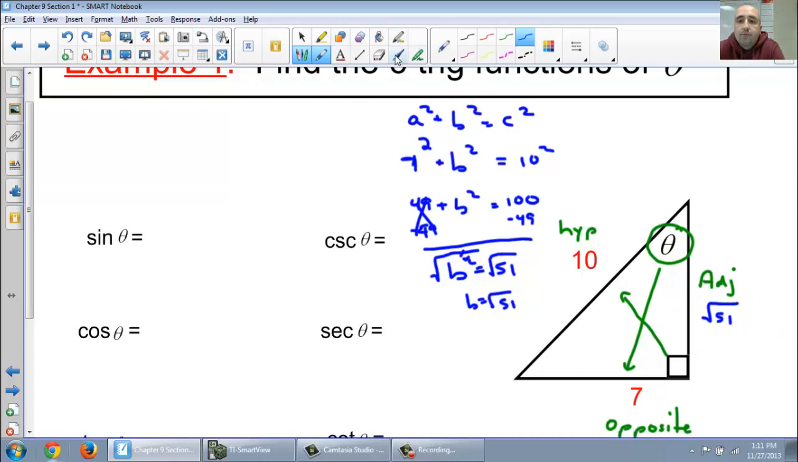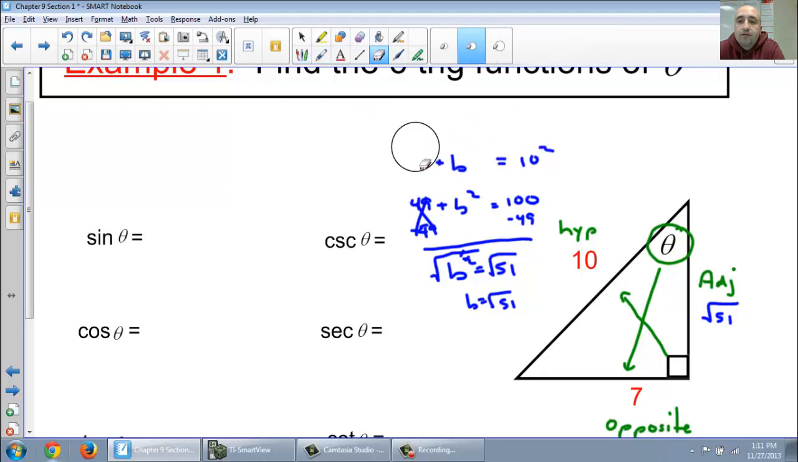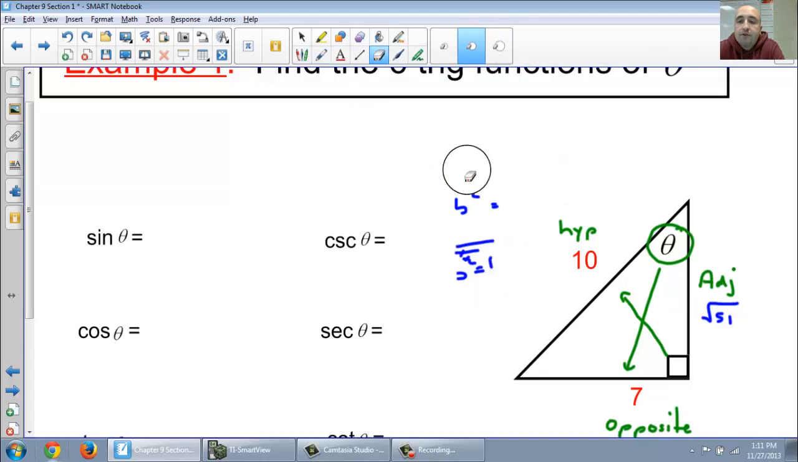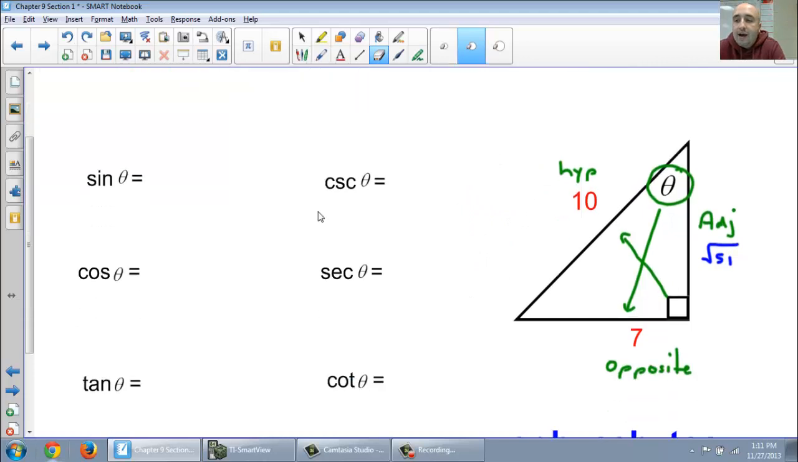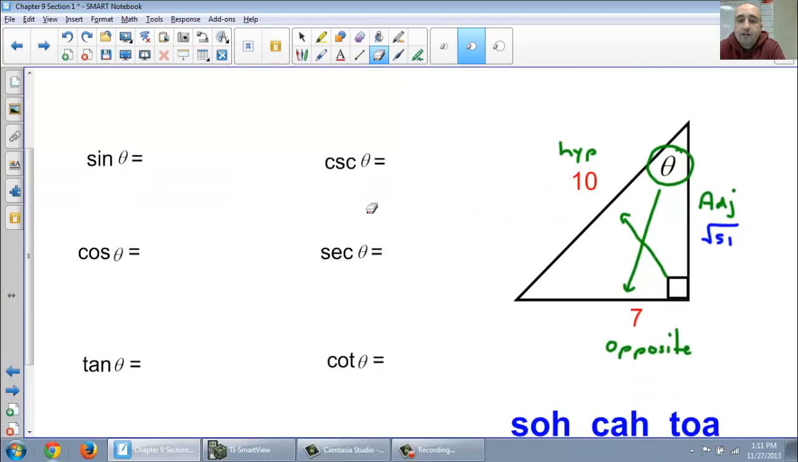All right. So what I'm going to do first here is I'm going to get rid of this Pythagorean theorem. If you need to go back, please rewind. And now what we're going to do is we're going to find our 6 trig functions. Okay, we have it labeled. Now the easy part is just plugging in the numbers. So let's see here. So sine. Remember, sine is opposite over hypotenuse. Opposite is 7, hypotenuse is 10.